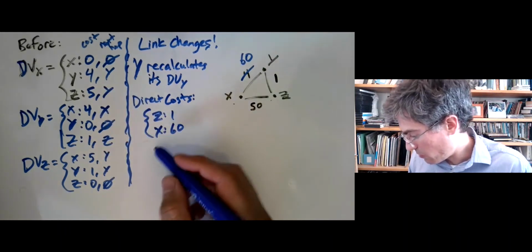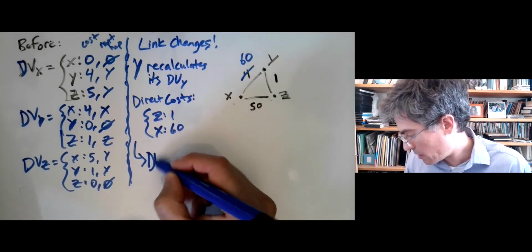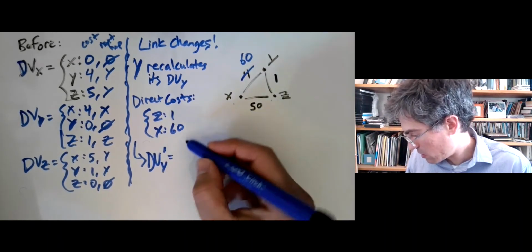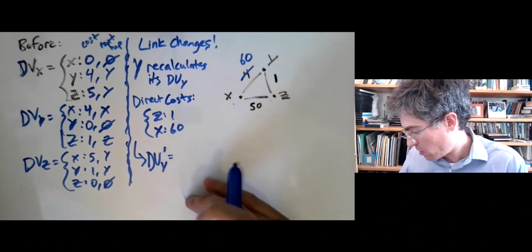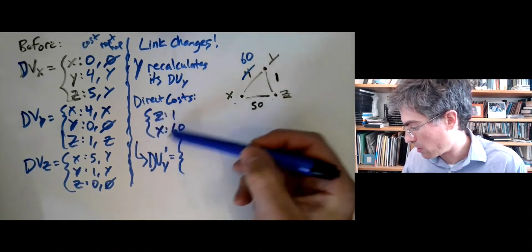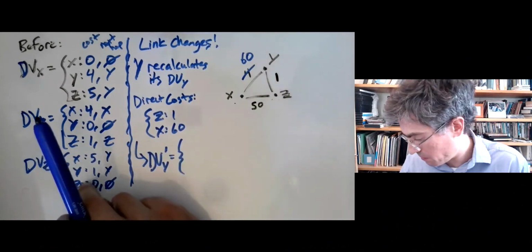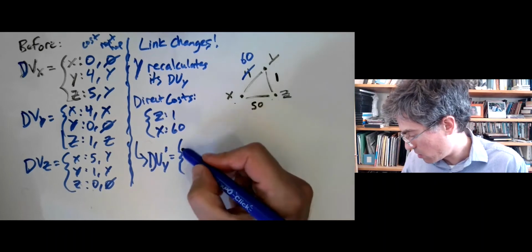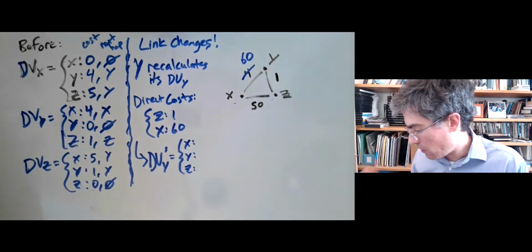So when we recalculate, we're going to get dvy prime, let's say, the new one. To get this, we go through all the possible destinations. How do we know what all the destinations are? Well, we look at the information we have, which is this, this, and this, and we get a set of all destinations that are listed. So we have X, Y, and Z as all the destinations that are mentioned. And we consider them one at a time.